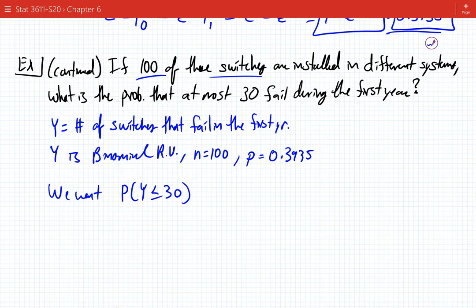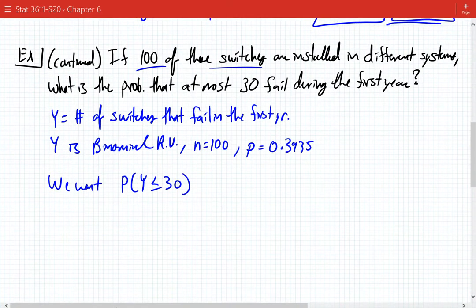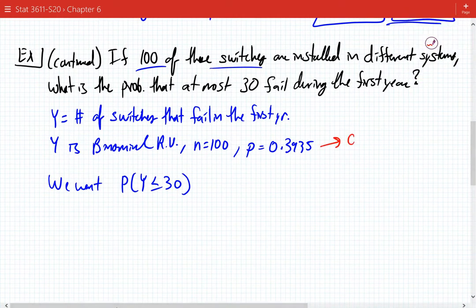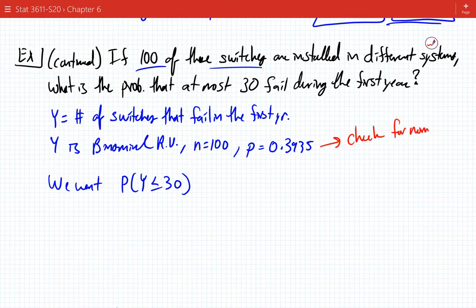But you're saying, well, hey, aren't we talking about exponential distribution questions? Well, yes, but we've already done the exponential distribution part. This question is just about a binomial random variable. And so we're going to utilize what we had just looked at in the previous video, and let's go ahead and check for a normal approximation. Is this a good question to use a normal approximation on a binomial random variable?